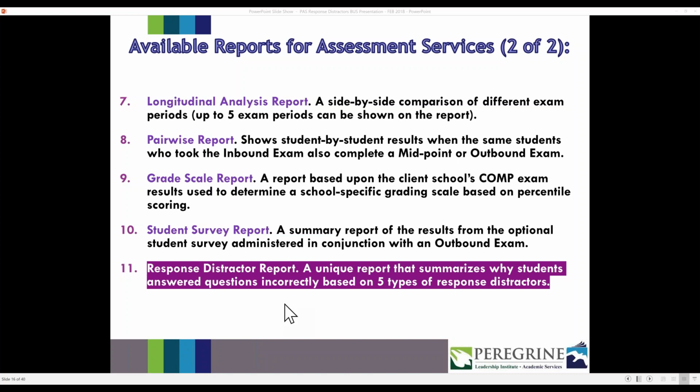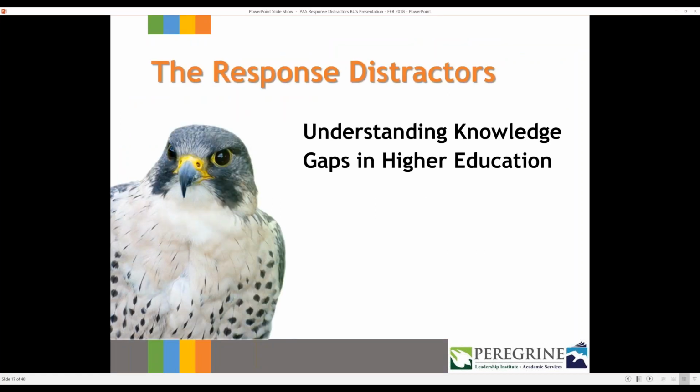So now coming back to the report at question of today's presentation, which is the Response Distractor Report. So this is a very unique report, as I mentioned, and we'll look at why students are answering questions incorrectly using the 5 types of response distractors. So before I go into the response distractors, I want to see if anyone has questions so far.